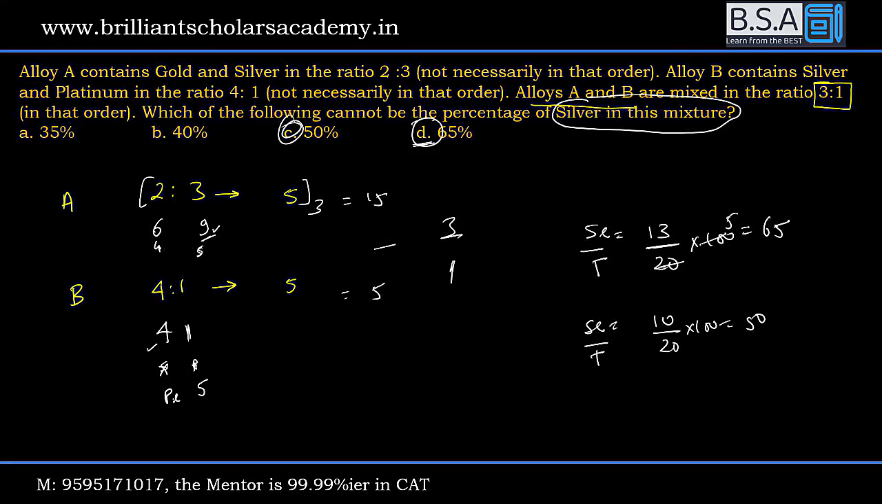Can I imagine that silver is 6 and gold is 9? अब फिर दो केस बनेंगे. ये 6 है, आप इसको सिल्वर ले लोगे तो ये विल हैव 6 plus 4, 10, which is again 50%. This is 6 and this is 1. So silver can be 7 out of 20. So what percentage is that? 35. So these percentages can be. What cannot be?